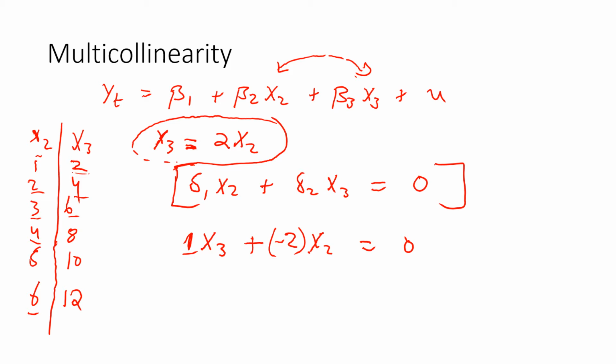Now there is also one case in which this can be satisfied, and that is called the trivial solution. But we are not considering the trivial solution. If this situation is true, then there is multicollinearity, otherwise there is no multicollinearity.